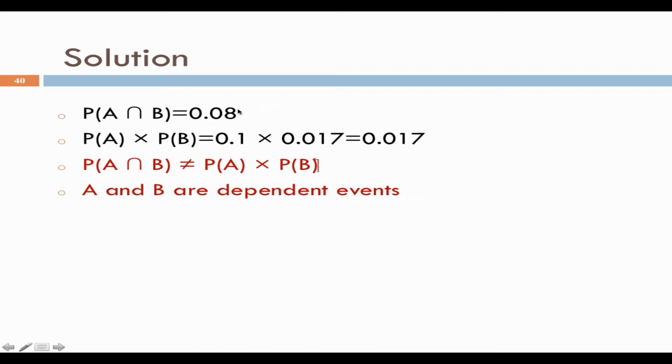So by those two calculations, 0.08 and 0.017 do not equal. So that means the probability that A and B, those two events, are not independent and they are dependent events.